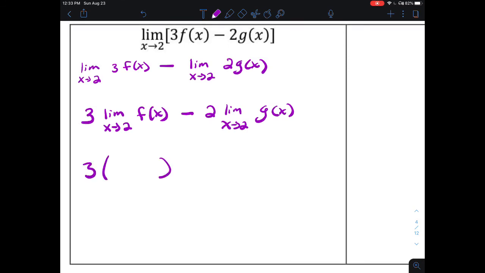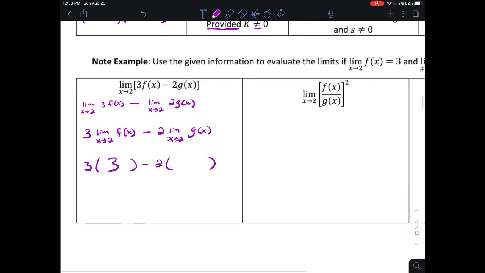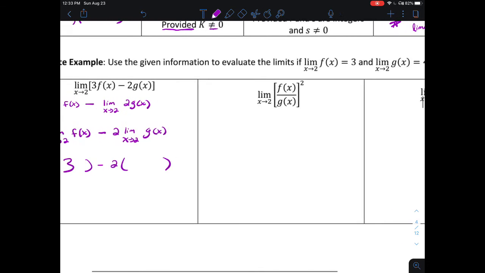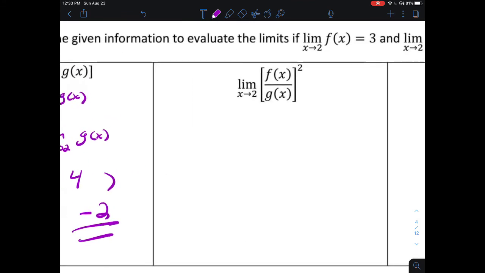Now we can substitute in values for those limits that were given. So the limit as x approaches 2 of f of x was 3, and the limit as x approaches 2 of g of x was 4. And then we would evaluate. So 6 minus 8 is -2.